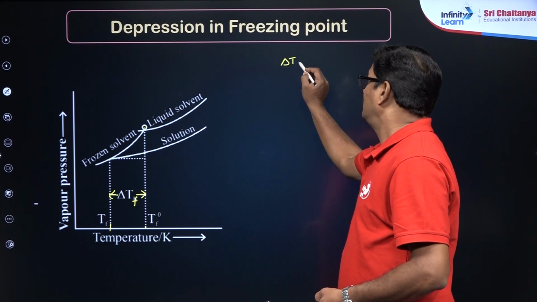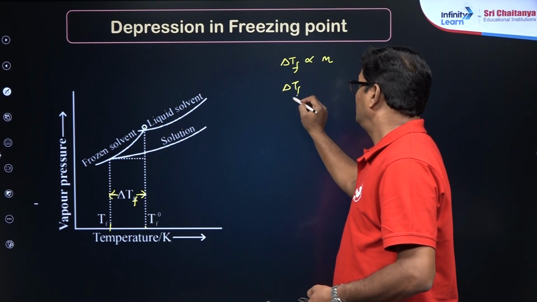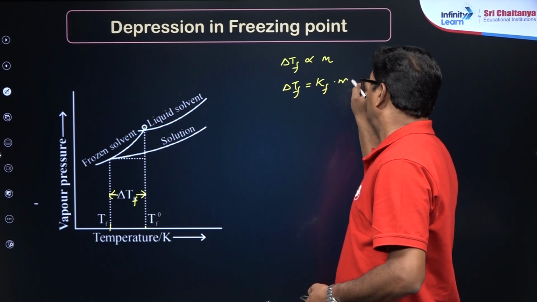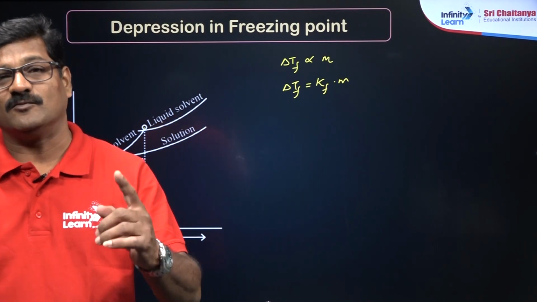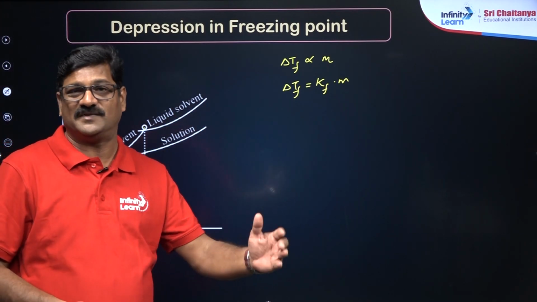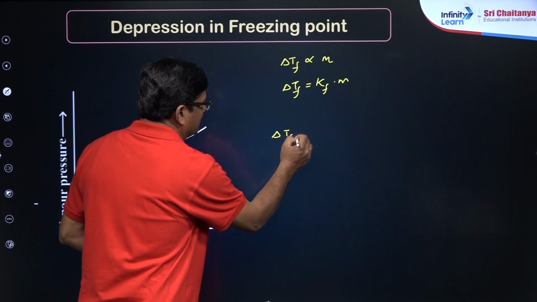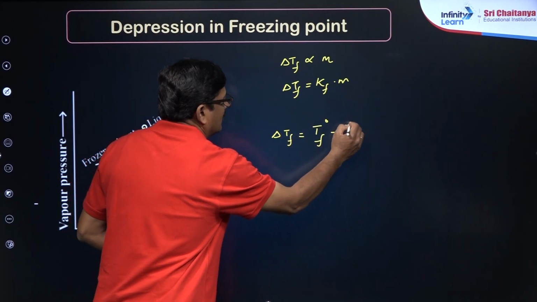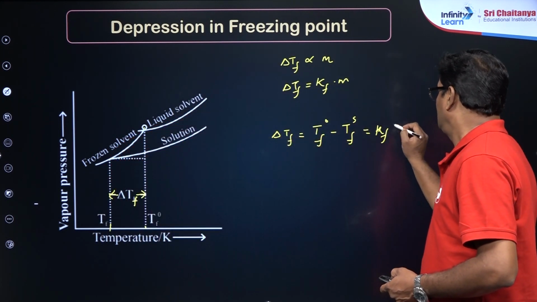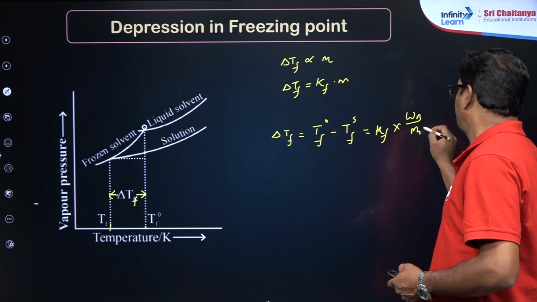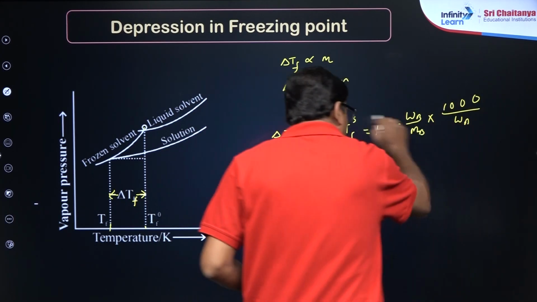Delta Tf is again directly proportional to the molality. Delta Tf is equal to Kf into molality. Kf is what you call the cryoscopic constant. It is the depression in the freezing point when 1 mole of the solute is dissolved in a kg of the solvent. So from there also you can calculate the molecular mass. Delta Tf is equal to Tf naught minus Tfs, which is equal to Kf into Wb by Mb into 1000 by Wa. So from there you can calculate the molecular mass of the solute.